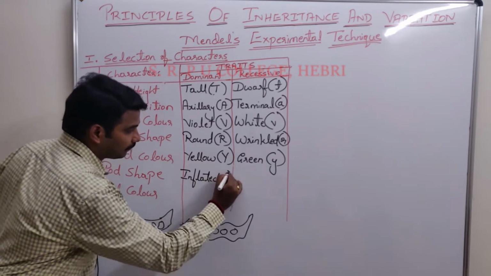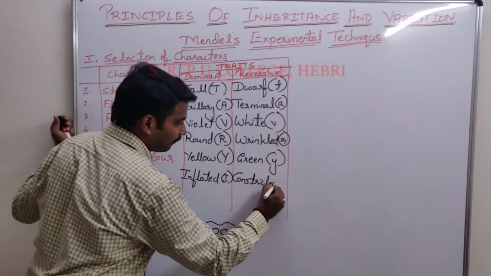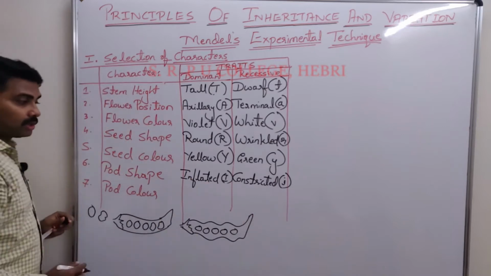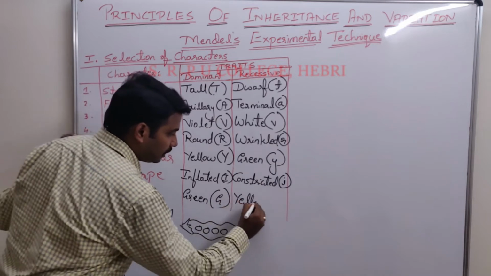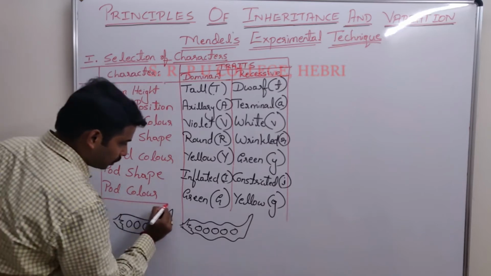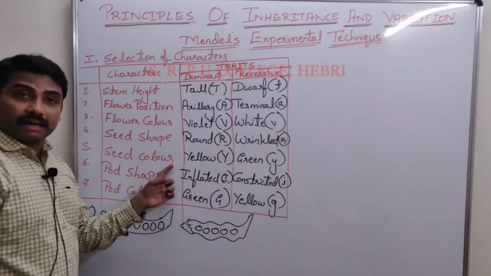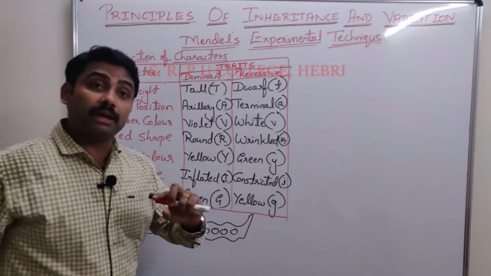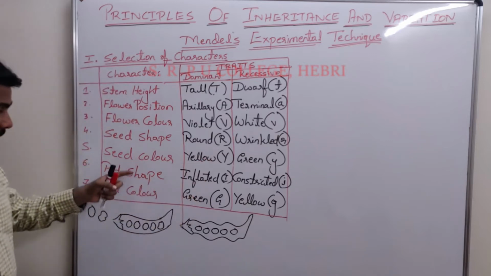Inflated. Or in some cases they are not inflated, they are constricted, which is the letter small i. Inflated pod, constricted pod. Another one was pod color. The pod color was green, which was dominant, yellow, which was recessive. The major mistake that you usually make is that you get confused between pod color and seed color. Always remember, seed color is yellow green, yellow dominant, green recessive. Pod color green yellow, green is dominant in the pod color, yellow coloration is what? Recessive. Don't commit the mistake, don't get confused between seed color and pod color.